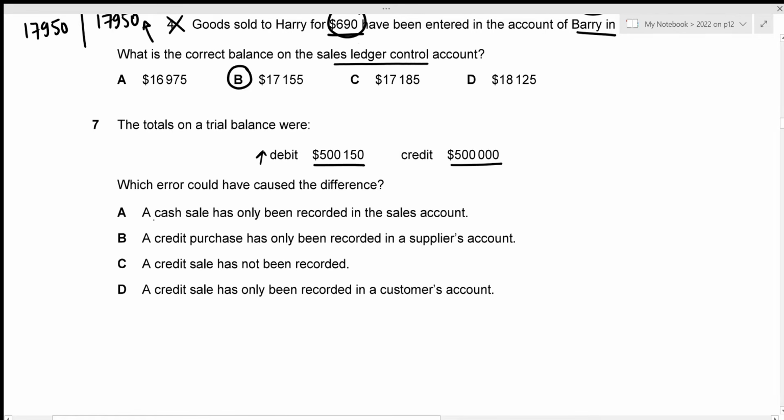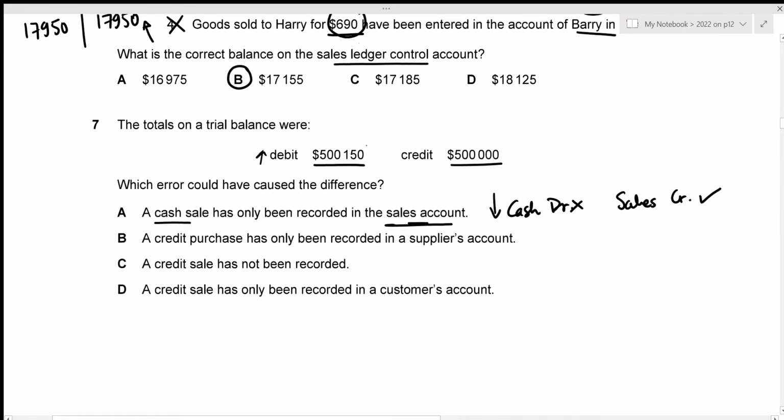The first one is a cash sale has only been recorded in the sales account. So in order to record this transaction, our cash account should have been debited and the sales account should have been credited. And we're told that it has only been recorded in the sales account. So we have recorded it on the credit side, but we have not yet recorded on the debit side. So if we were not to record it on the debit side, it would just mean that our debit balance would be lower as compared to the credit balance.